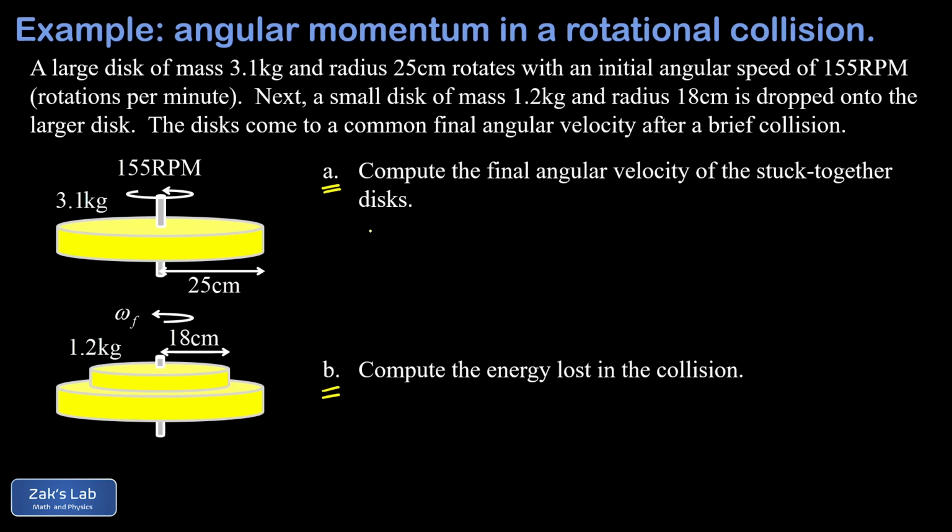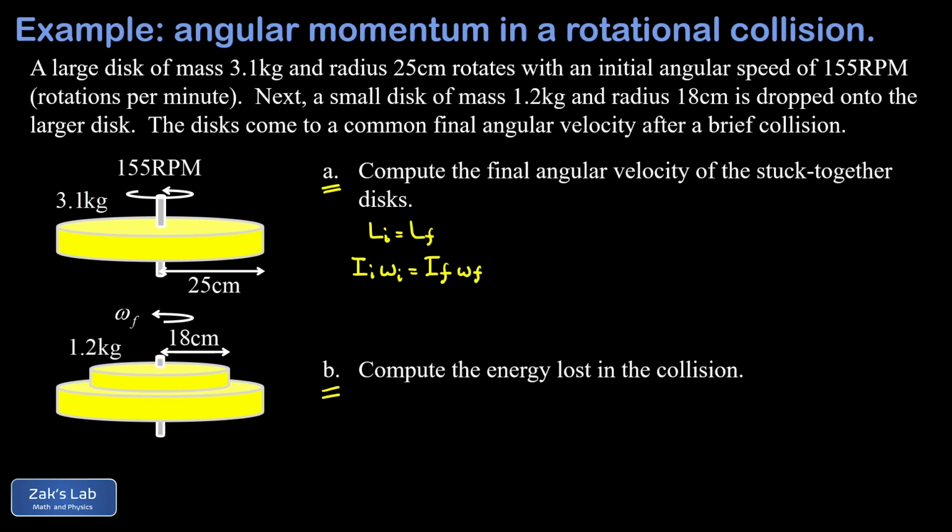So to tackle part A, we're using angular momentum conservation. So we could say L initial is equal to L final. And our initial angular momentum is given by the initial moment of inertia times our initial angular speed. And in the final state, I have some final moment of inertia. It's larger because we added another disk. And then we have a smaller final angular speed.